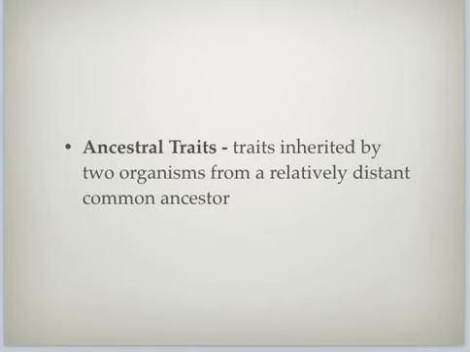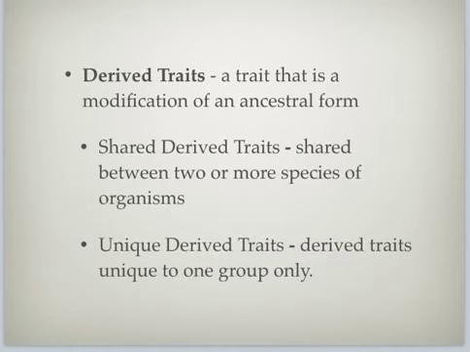We talked about ancestral traits, so a quick review. Ancestral traits are traits inherited by two organisms from a relatively distant common ancestor. And I gave you an example of the spine. We can also use, for example, all mammals have mammary glands, as we've talked about, and that is an ancestral trait. Then we talked about derived traits.